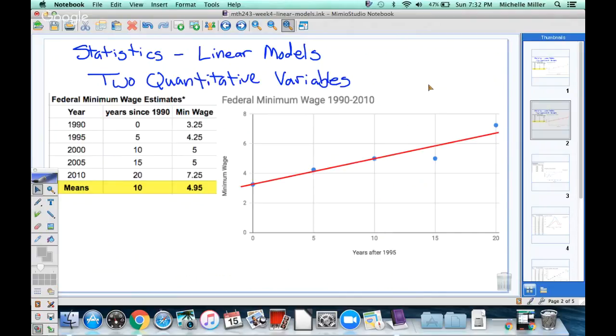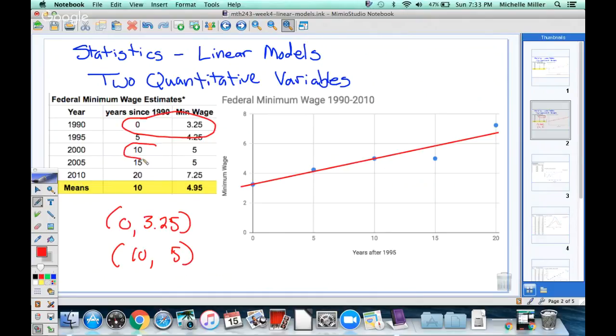All right, so reminder about lines. So the 2 points I believe this line is going through are the point (0, 3.25), because I'm trying to hit that first point right there. And I'm trying to hit that middle point, which is the point (10, 5). So that's this third point right there. I'm trying to go through the two of those. So I want to find the slope.